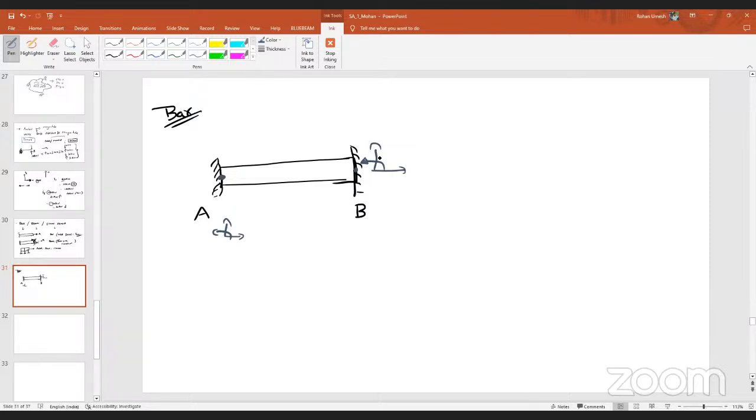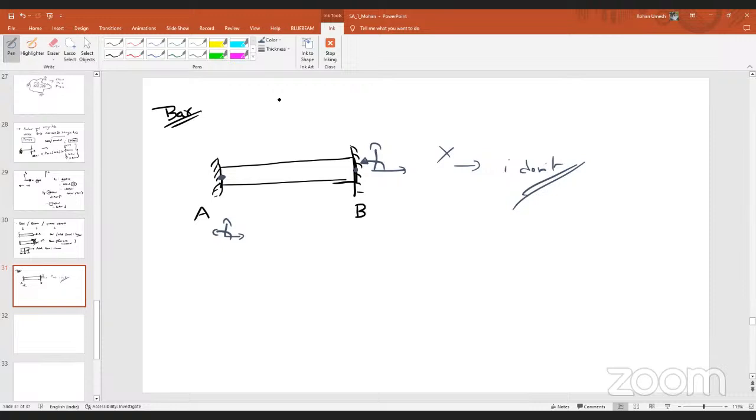Everybody is going to agree with this, right? Yes, sir. But I don't. If it is a bar, the bar moment won't be present. No moment and no shear.